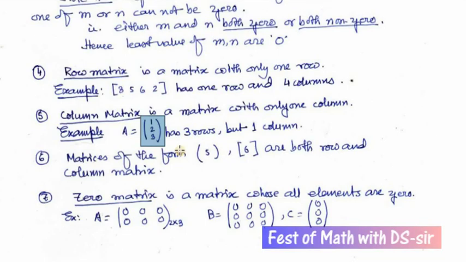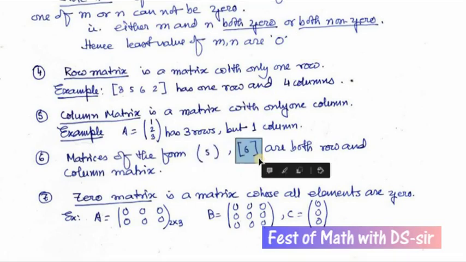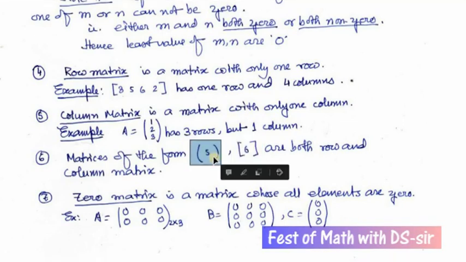Is there any matrix which is both row and column? Yes, these are the matrices with a single element. It has one row, one column. Since it has one row, it is a row matrix. Since it has one column, it is a column matrix. So, if a matrix is both a row matrix and a column matrix, it is of this form.